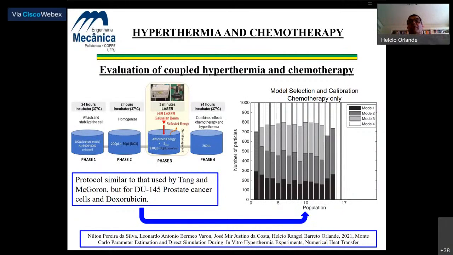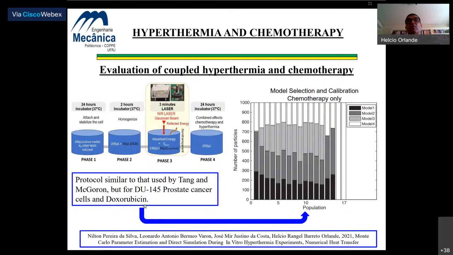Our objective now in this work is to examine the coupled hyperthermia and chemotherapy effects during in vitro diode laser heating of a culture of cells containing nanoparticles. The Monte Carlo parameter estimation direct simulation has already been developed for a simulated experiment that followed a protocol similar to that used by Teng and Mike Dora. But for this combined Monte Carlo direct simulation inverse analysis framework, we have simulated the behavior of prostate cancer cells under the effects of doxorubicin.